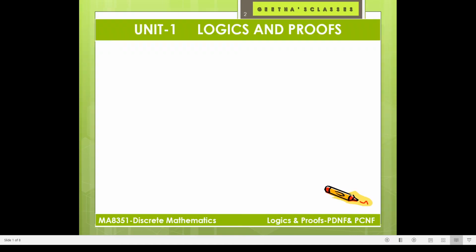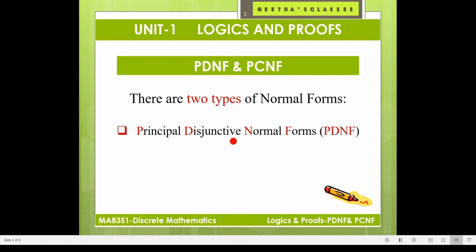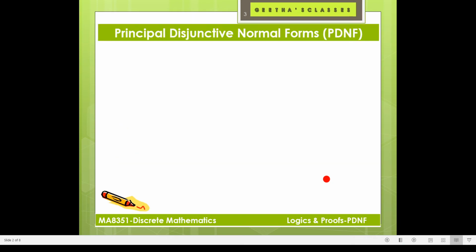PDNF and PCNF. Okay, so what is meant by NF? NF is nothing but normal forms. There are two types of normal forms. One is principal disjunctive normal form, PDNF. Another one is principal conjunctive normal form, PCNF. Okay, so we are going to see them one by one. First one is principal disjunctive normal form, PDNF.